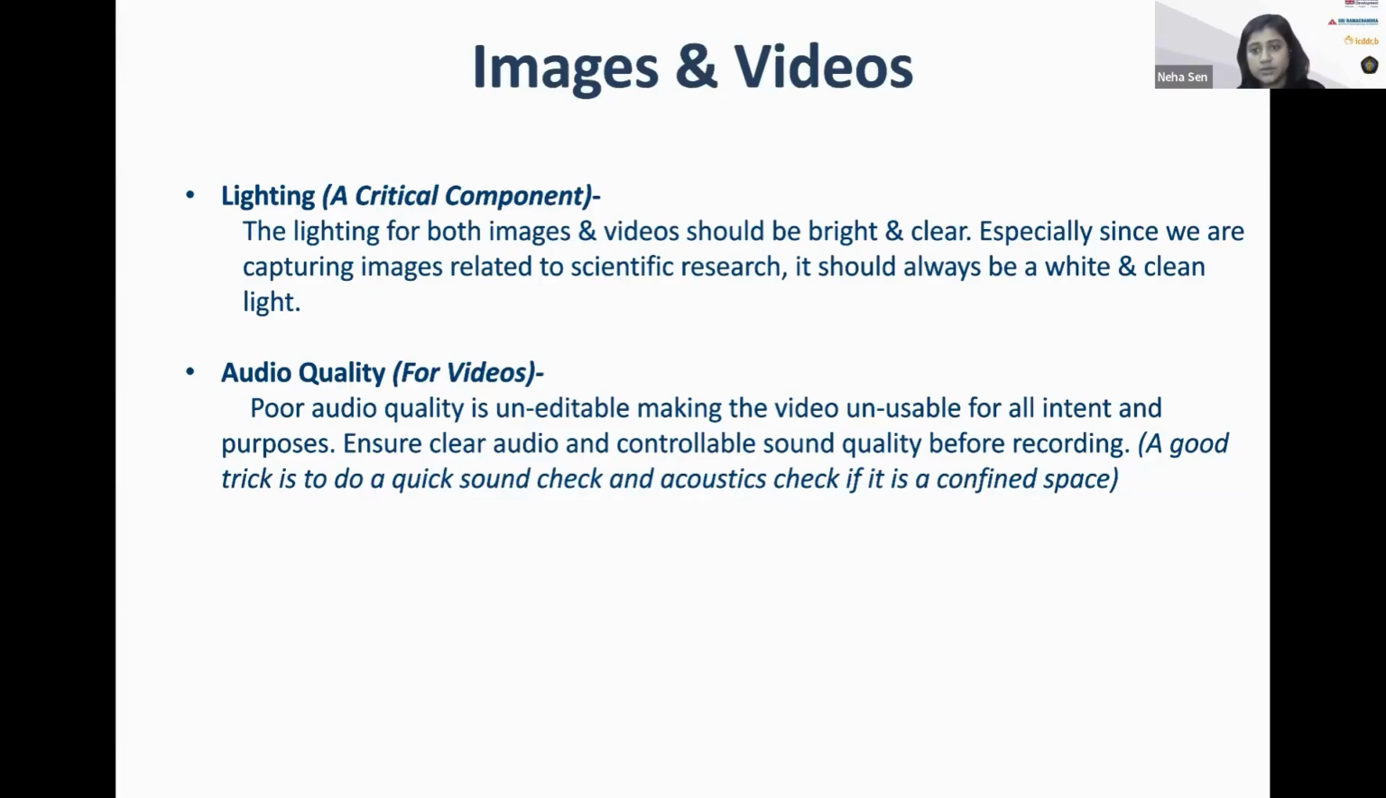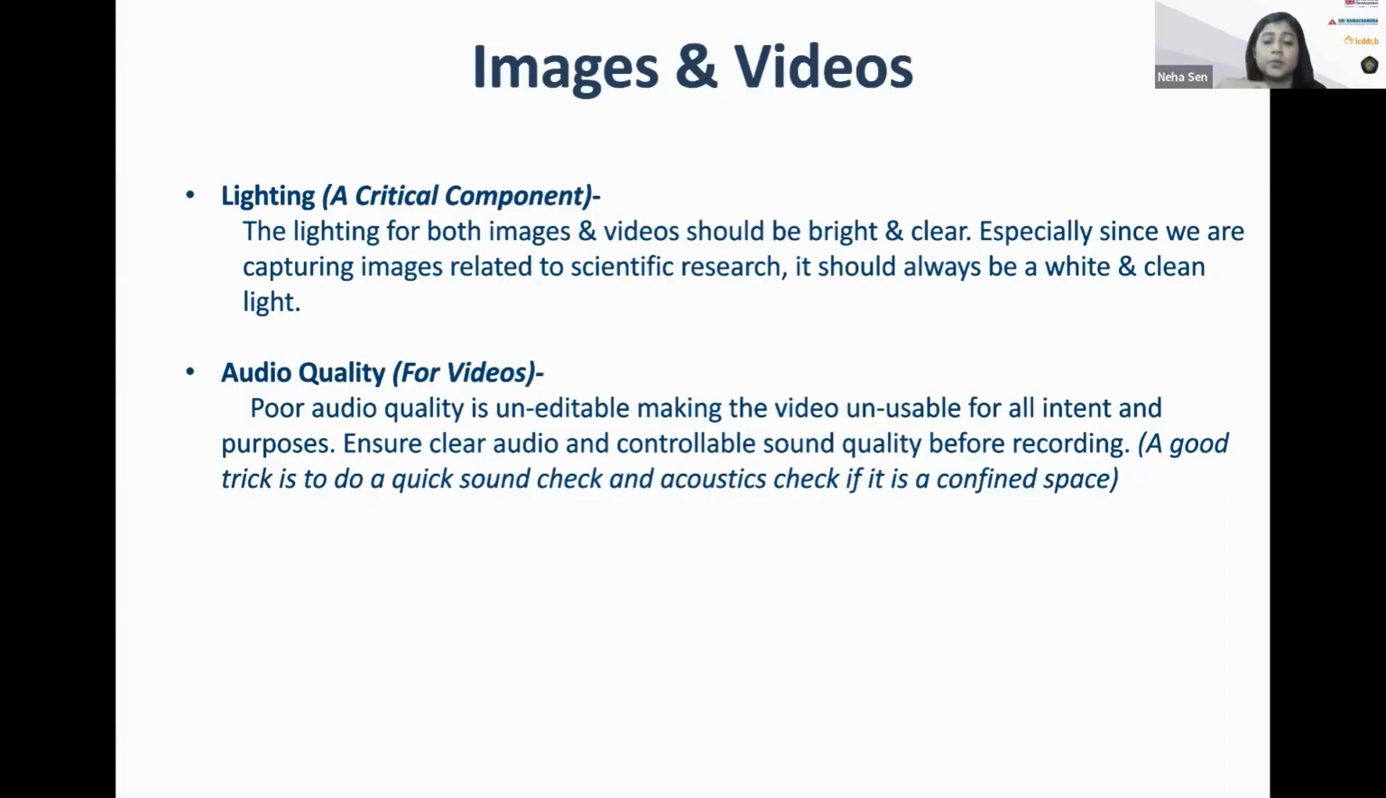And the audio quality, this is specific to videos, but please understand, poor audio quality makes the video uneditable for the comms team and the design team, because there is no way for us to extract the audio from the video and then edit it separately. That's filmmaker area, and we don't have the capacity to do that. So please check for sound quality. Do a quick sound check and do a quick acoustics check if it's in a confined space.